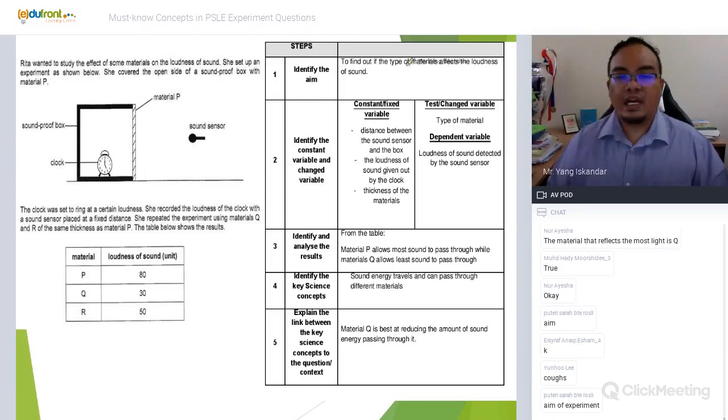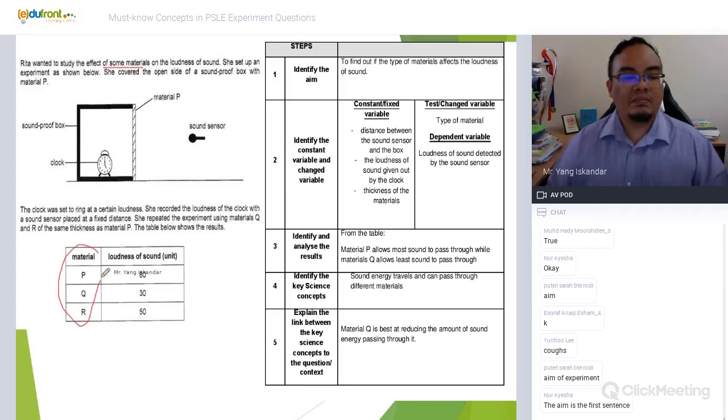What is the aim? To find out the effect of some materials, and you can see here, this is the type of material, material P, Q, and R. So this is the change variable.